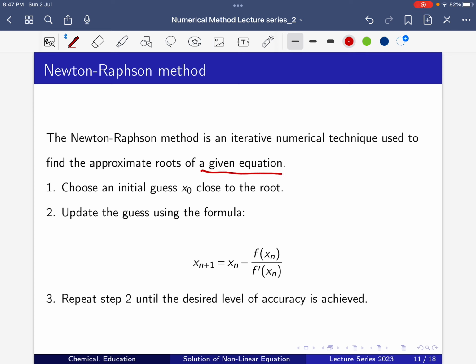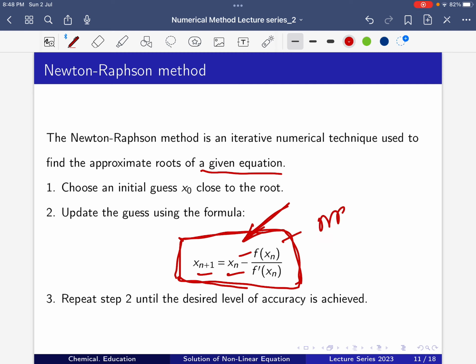For this method, the formula is this. I'm not going into the derivation of how this formula actually comes about. I request you, please remember this formula. x_{n+1}, where n is the iteration number, is equal to x_n minus f(x_n) divided by f'(x_n). So this is the formula for the Newton-Raphson method.